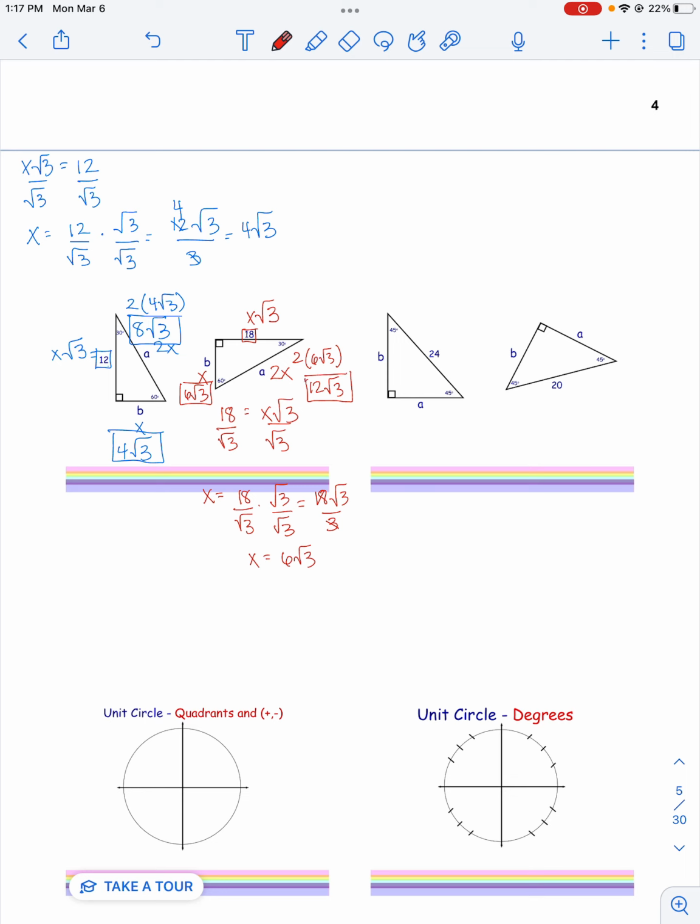Okay, now moving on to the 45, 45, 90 triangle. I can call this leg x, and I can call the hypotenuse 2x. Nice and simple here. If 2x is equal to 24, then I know that x is equal to 12. So that means that leg A is 12, leg B is 12. It's that simple. Now, the hypotenuse, 20, in the next example, equals 2x. Divide both sides by 2. x equals 10. And so the length of each of those legs is 10.